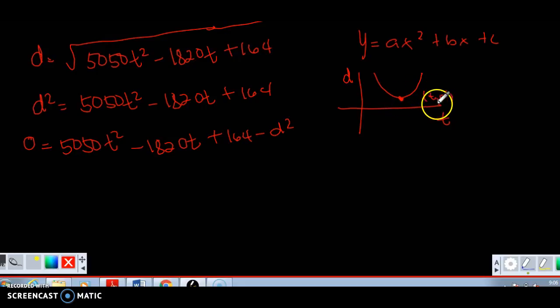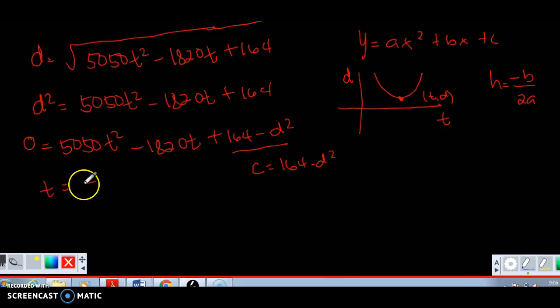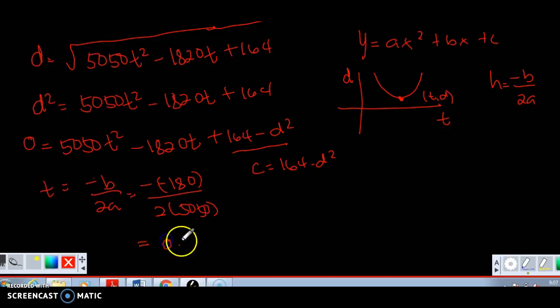If you remember the formula for your vertex, because this is the vertex of your quadratic function, h is equal to negative b over 2a. Instead of h, we're just using t. So let's try that. This is the t of your minimum distance, which is going to be negative b over 2a. Your a is 5050, your b is negative 1820, and of course c is equal to 164 minus d squared. So it's negative 1820 over 2 times 5050. If you simplify that, that would be 0.180.